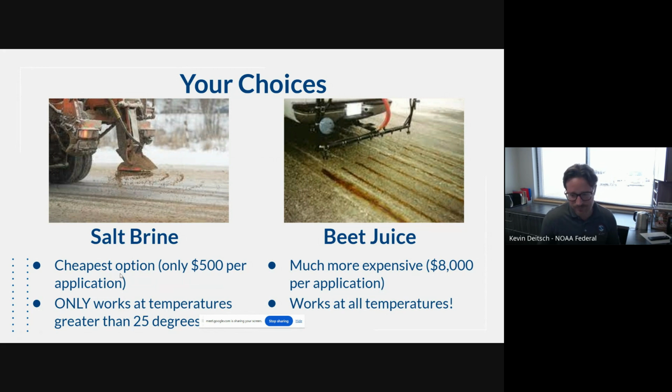But here are your choices. You have salt brine. This is the cheapest option. It's $500 per application. The problem with it is it only works at temperatures greater than 25 degrees. So 26 and greater, salt brine will work. Beet juice is more expensive, about $8,000 per application, so significantly more expensive. But the good news about that is it works at all temperatures. So it covers you at that 25 degree or below threshold.